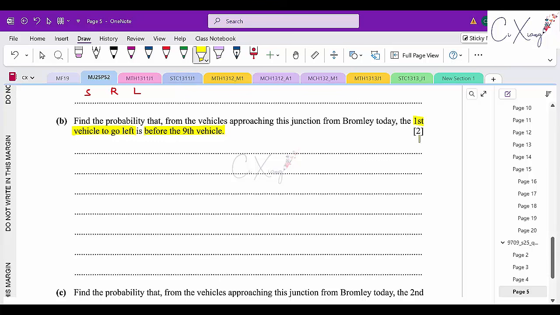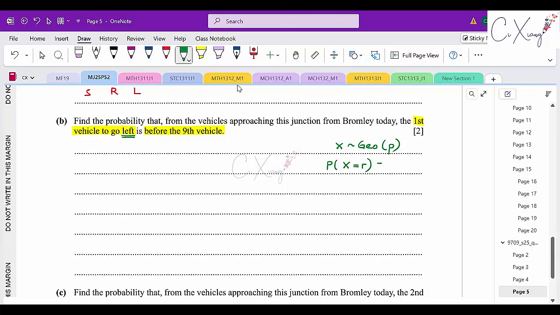So you can see from here, we are having the first vehicle to go left. That means we are interested to find out the first success trial to go left. The success trial is the left. So the first success trial is before the 9th vehicle. So for this one, it is basically a geometric distribution with the probability p. p means the success trial rate, which is the go-left rate for our case here, right? And before the 9th vehicle means that you want to find the probability for x smaller than something.